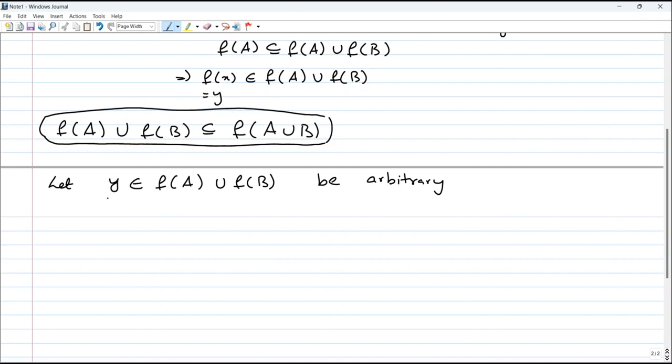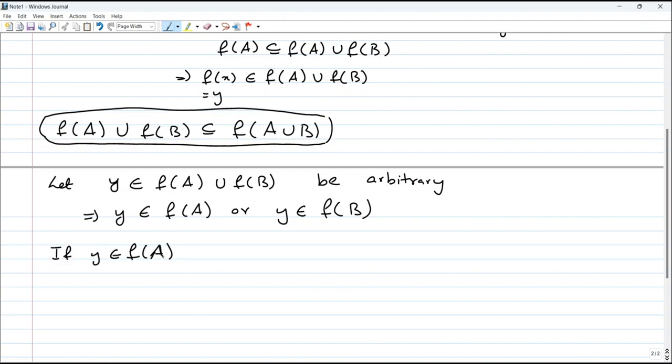Okay, now we want to show it is on the right-hand side. How do we do that? We just unpack the definitions. So what does it mean for something to be in union? It means y belongs to f of A or y belongs to f of B. Okay, so we have two cases, so we work with both cases. And we will show that in both cases it is in f of A union B. Okay. If y belongs to f of A, then what does that mean? So this implies there exists x in A such that f of x equals y.